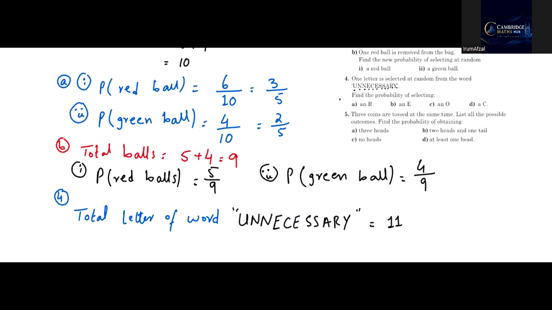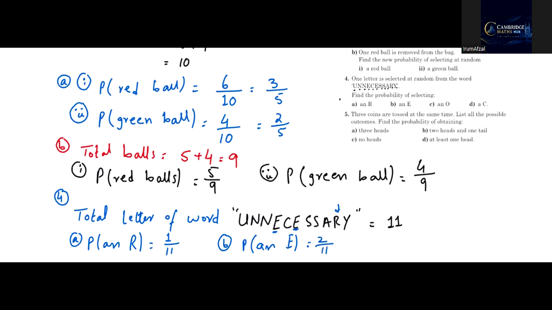For example, in the first part A, they are asking that we need to find out the probability of an R, only one R. How many times is there R? Only one time there is R out of total 11 possible outcomes. Next, part number B, we need to find out the probability of getting an E. How many times do we have E that is being repeated? So we have E over here and here as well. It means that 2 out of 11. As this can't be simplified, you can keep that as it is.